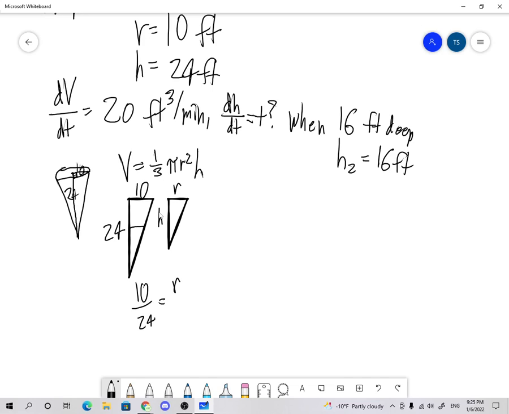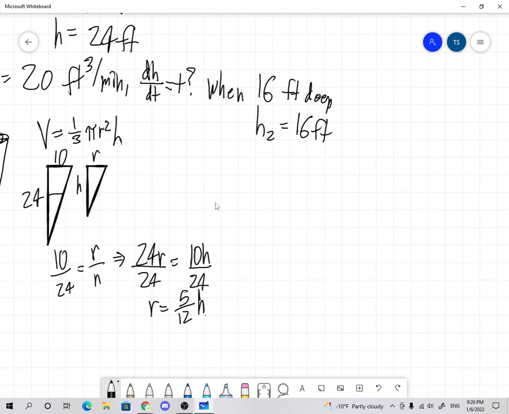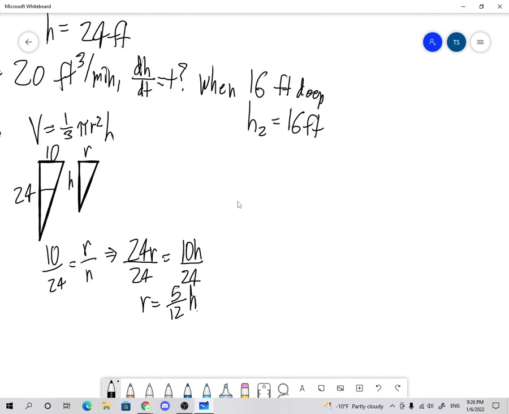10/24 is equal to r over h. Cross multiply, so this will become 24r is equal to 10h. And then, since I'm solving for a radius, I'm going to divide by 24 on both sides, which will get me r is equal to 5/12 h, simplified because you can divide both of these by 2. I'm going to leave the h on the outside, just because I want it to be easier to simplify later.